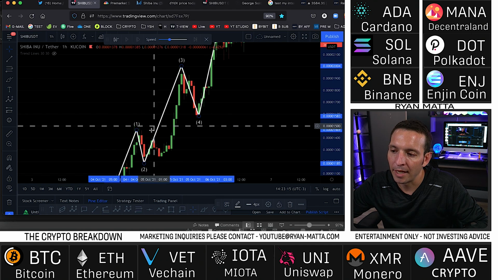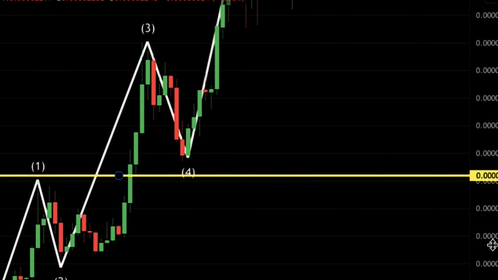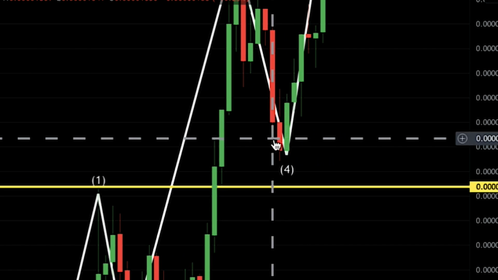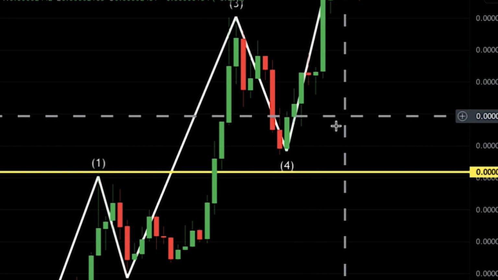Leg 4 can never retrace into the peak of leg 1. So if I grab my horizontal line tool and draw a line right across, I want to make sure that this leg is not retracing into this peak. Now, yes, wicks count, and if it's just a tiny bit, it's not a big deal.